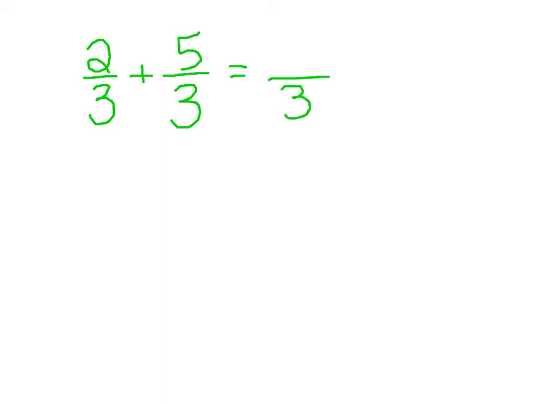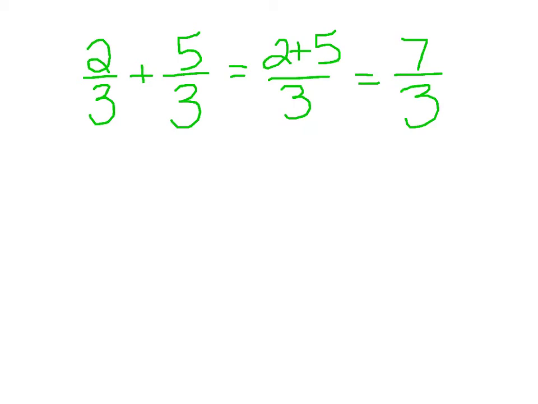Let's first think about what it means to add or subtract regular fractions, not rational expressions. So let's say I had 2/3 plus 5/3. Well, when the denominators are the same, we keep the denominator and add the numerators. So 2 plus 5 is 7 over 3. So 2/3 plus 5/3 is 7/3.